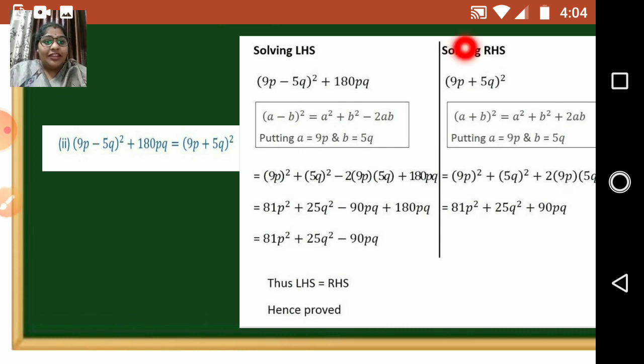Here it is 9p plus 5q whole square. We use the identity a plus b whole square. So it will be 9p square plus 5q square plus 2 into 9p into 5q, which is nothing but 81p square plus 25q square plus 90pq, which is nothing but equal on both sides. Here I told you already it is plus 90, children. Negative 90 plus 180, 180 is the bigger one, so this will be positive 90pq. So here you can see left hand side is equal to right hand side. Hence it is proved.